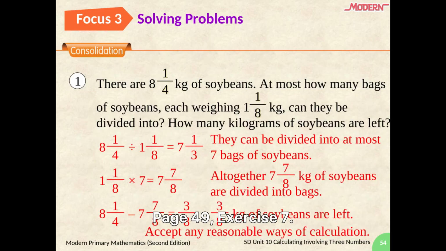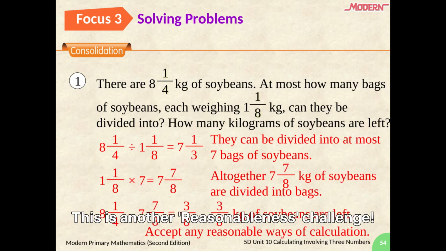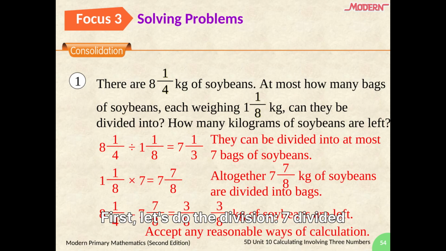Page 49, exercise 7. We have 7 liters of soy milk and we want to fill bottles that hold 3/5 of a liter each. How many bottles can we fill and how much milk is left? This is another reasonableness challenge. First, let's do the division. 7 divided by 3/5. That's 7 times 5/3, which is 35 over 3. In mixed number form, that's 11 2/3.